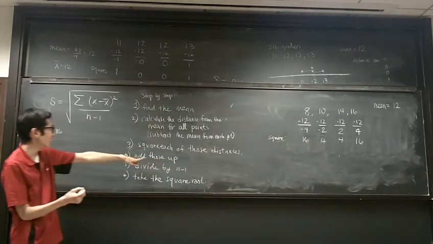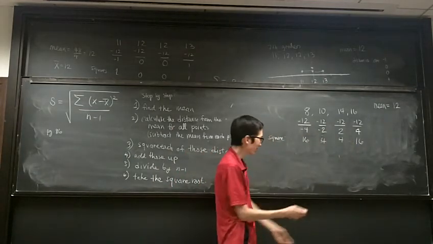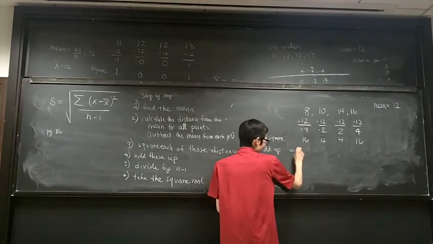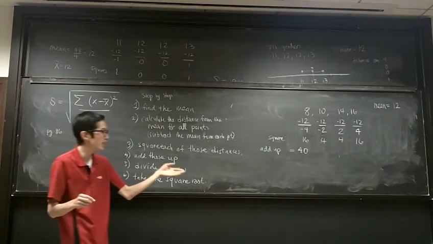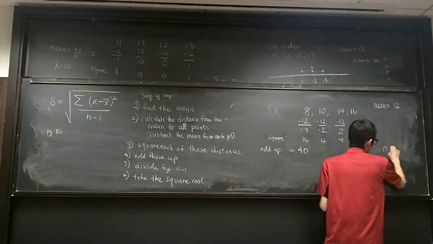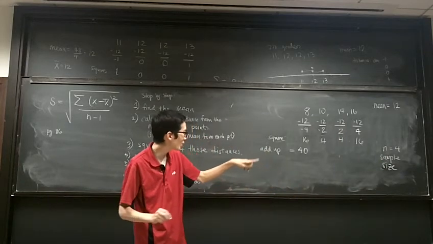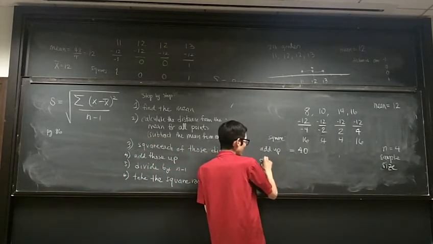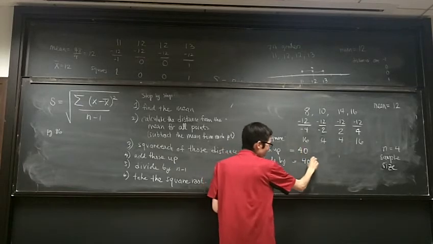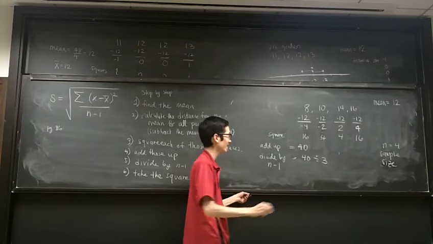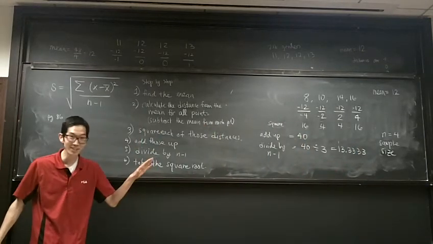Now I'm going to add those up. What's 16 plus 4 plus 4 plus 16? 40, right? So I add those up, and I get 40. And then I'm going to divide by n minus 1. What is n? N is my sample size, which is 4. So n is 4, and dividing by n minus 1 means 40, the previous number, divided by 3. And that's going to give me 13.33333. Is that okay?